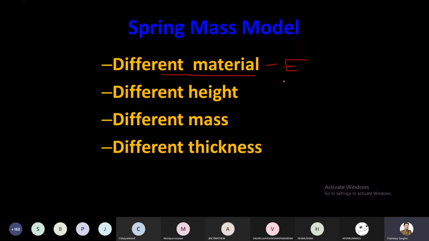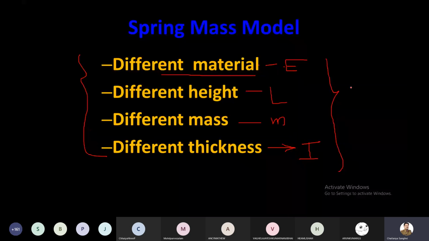When we change the height of the column, some columns have a height of 20 feet, other columns 10 feet. Then we study the change in behavior. We change the mass, so here we study M, here we are studying L, and in the thickness we are studying the moment of inertia. So these four components we are studying by making these four models.